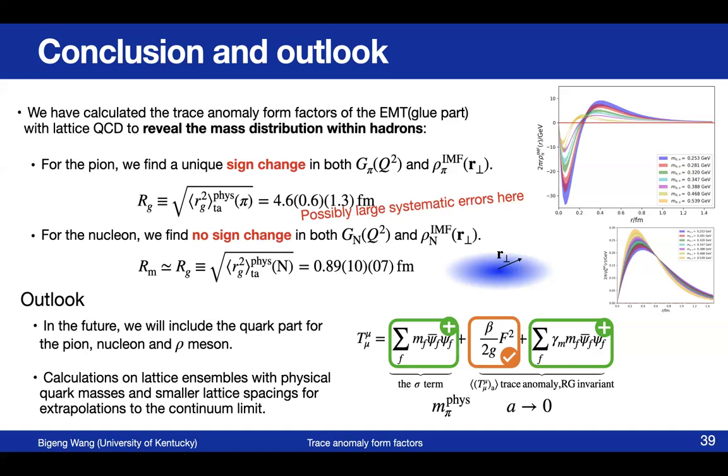So the outlook is, for now, we only calculate the spatial distribution of the operator β over 2g times F squared, which is by itself not RG invariant. So in the future, we are going to include also the operator ψ bar ψ and also the sigma term, so that we can give a comprehensive calculation of the mass distribution for these hadrons, and also for the rho meson, which we're going to calculate next. And also for now, we don't have the quark mass at the physical point, so that's what we are going to include, and also other lattice spacings so that we can extrapolate to the continuum limit.